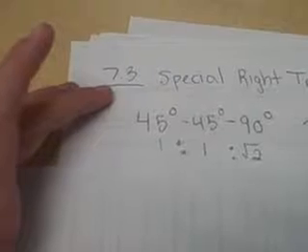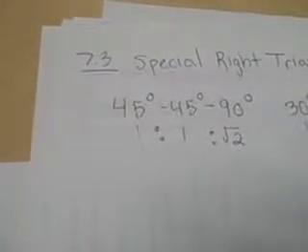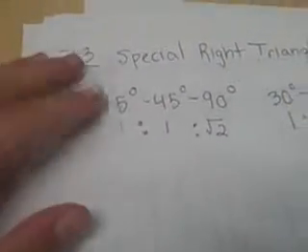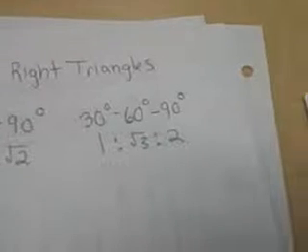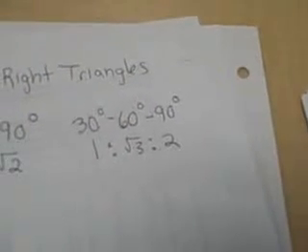The ratio for 45-45-90 is 1 to 1 to square root of 2, which means we have two congruent sides. The ratio for a 30-60-90 triangle is 1 to square root of 3 to 2.